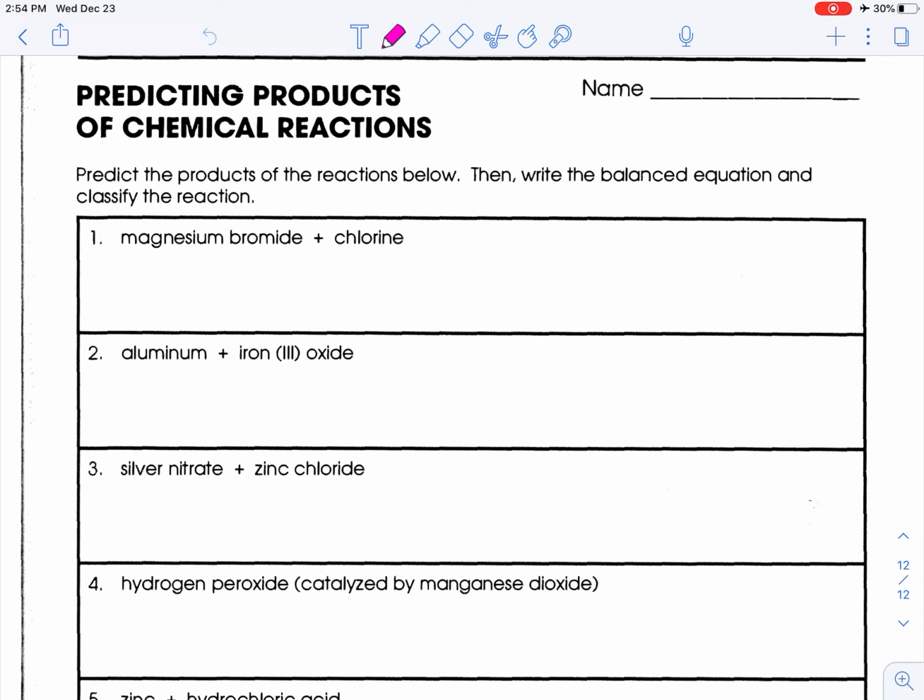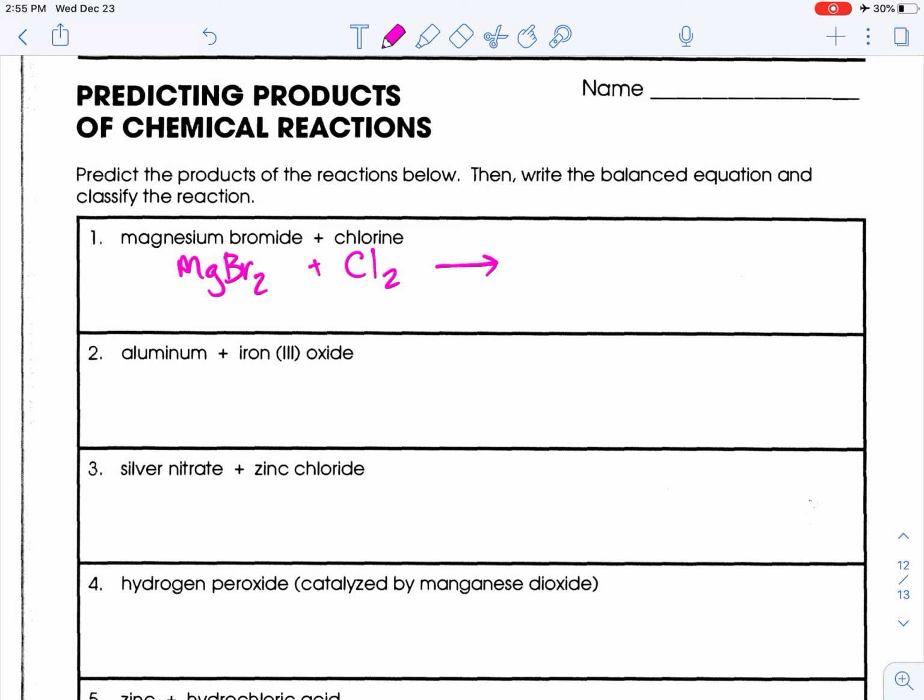All right, the first formula is magnesium bromide, and then we have chlorine. So magnesium bromide, Mg plus 2, Br minus 1. So crisscross, you get MgBr2. And we've got chlorine, which is by itself, so it's diatomic. Okay, now I need to look at my five reaction types. This is a single replacement. So this is an anionic single replacement because I have nonmetals replacing nonmetals.